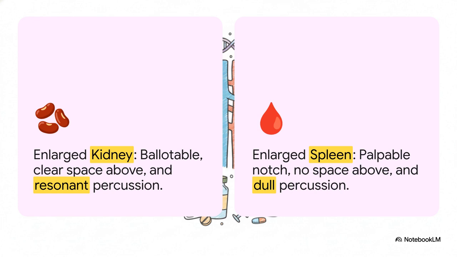Now contrast that with a spleen. A spleen enlarges directly from beneath the costal margin, meaning there is absolutely no space to get above it. It has a palpable notch on its medial border, and if you percuss it, it's predictably dull. Nailing this clinical distinction is your essential first step.